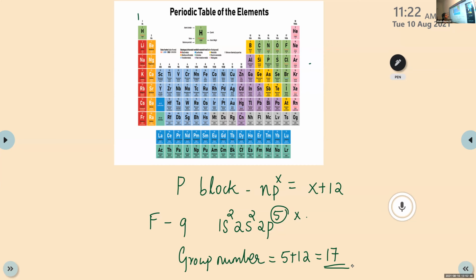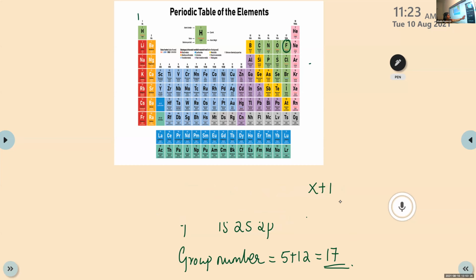Then look at the position of fluorine in the periodic table. It belongs to group 17, right? So this is the method x plus 12, the equation to calculate the group number of P block elements. In each block, it will be different. In S block, just write the number of electrons in the outermost subshell. In the case of P block, along with the number of electrons in the outermost subshell, we have to add 12.